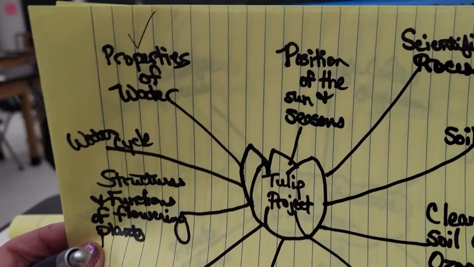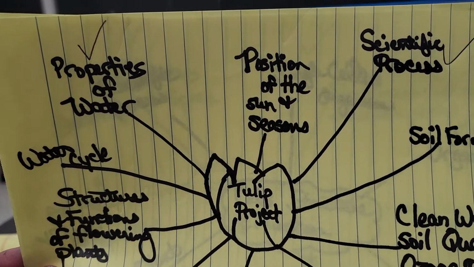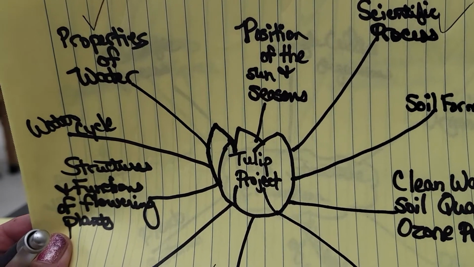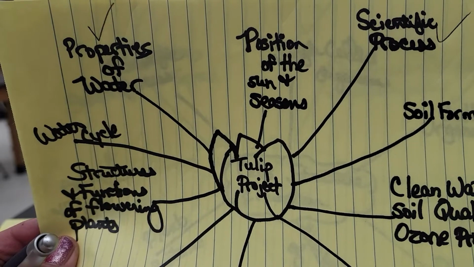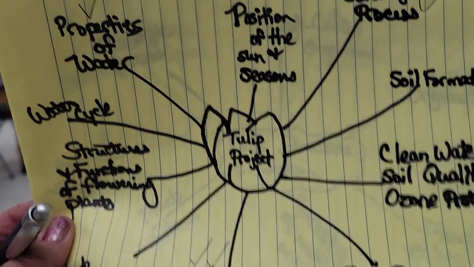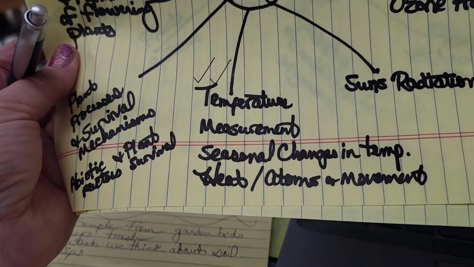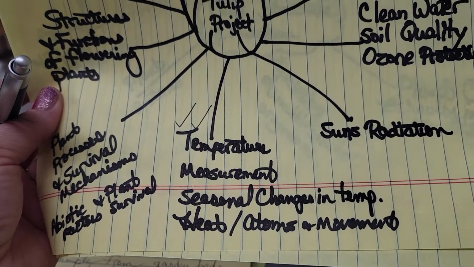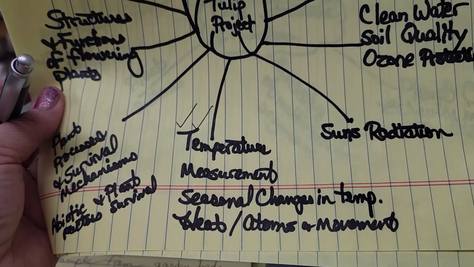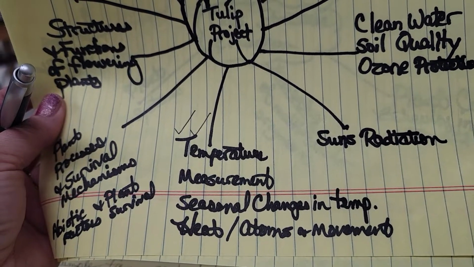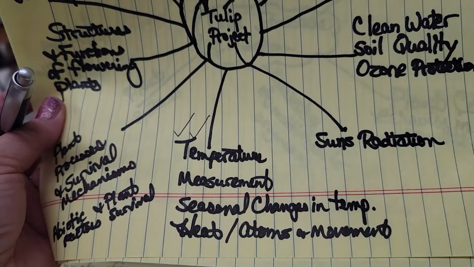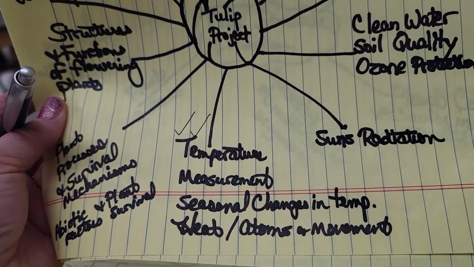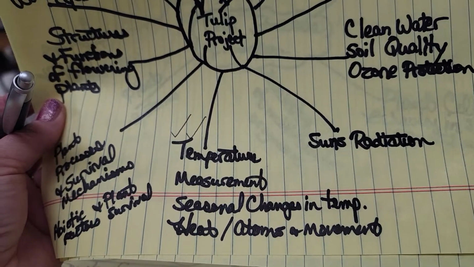We talked a little bit about the position of the sun and the earth in relation to the sun and how that affects seasons across the globe, because that's really going to tie right back into that tulip project. We also did some temperature measurement activities where students went outside and collected data about temperatures in different places so they could understand that temperature is an average and that it's also different in the same area depending on whether you're in the shade or whether you're in direct sun, things like that.